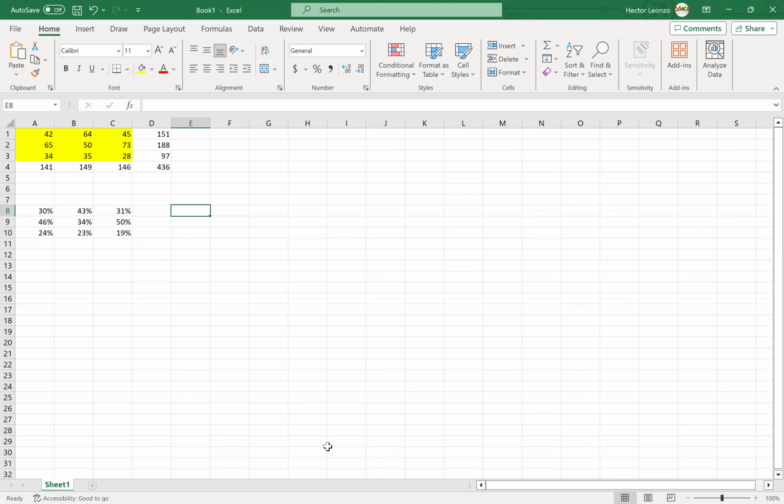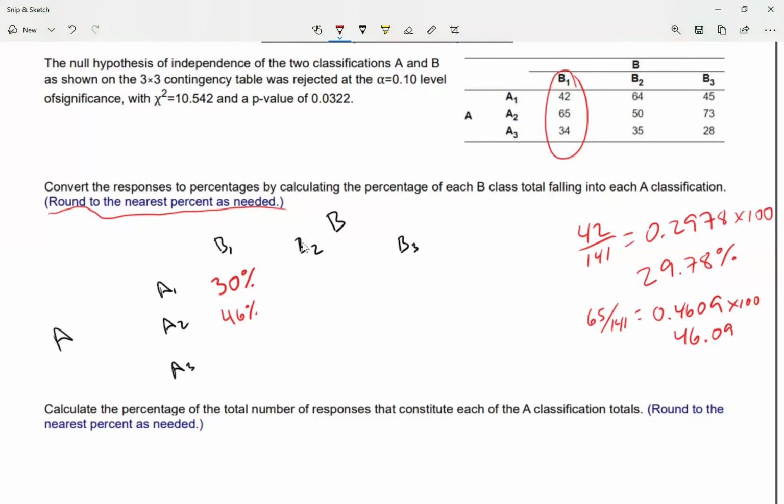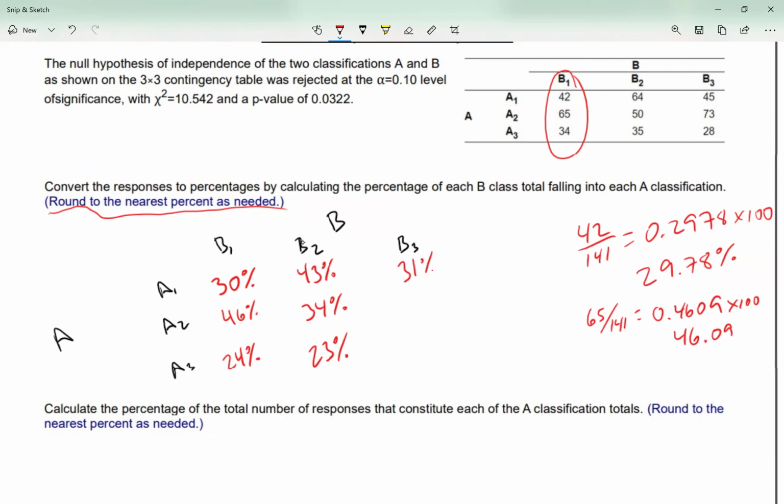So let me come back here. So I have 30%, 46%, 24%, 43% here, 34%, 23%. Because I'm copying the tables that we just got from our Excel spreadsheet. So this is 31%, this is 50%, and 19%.